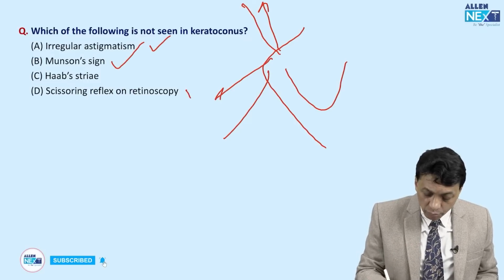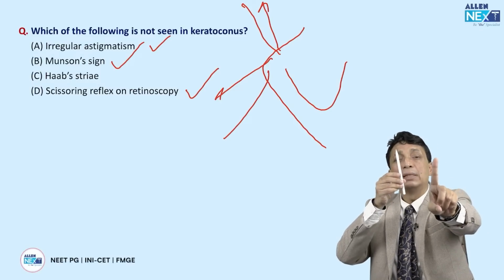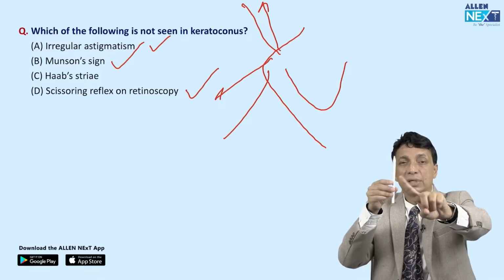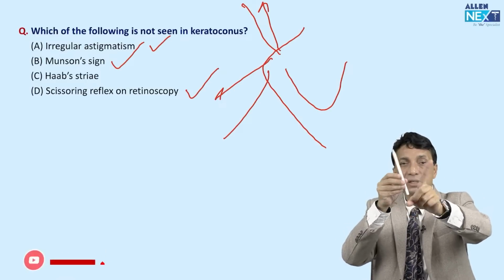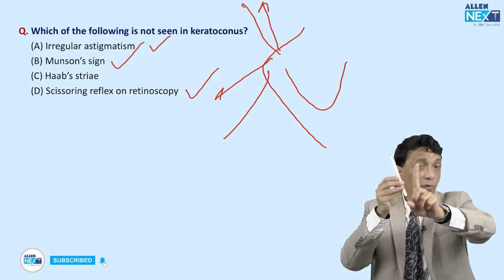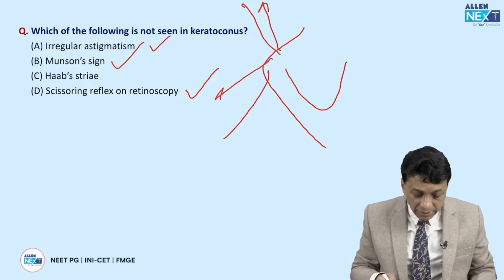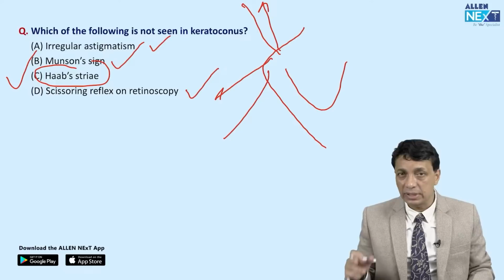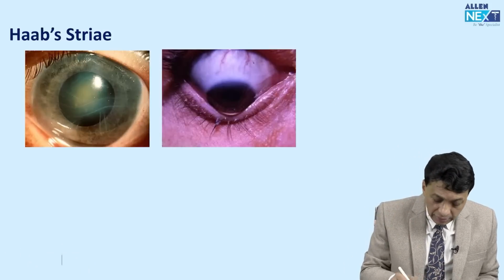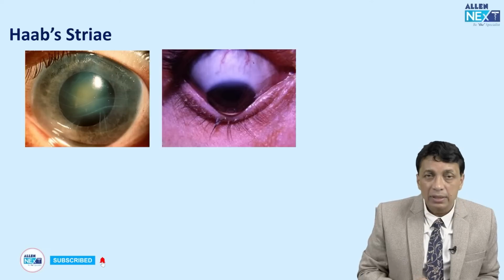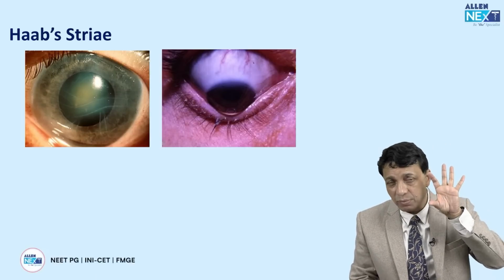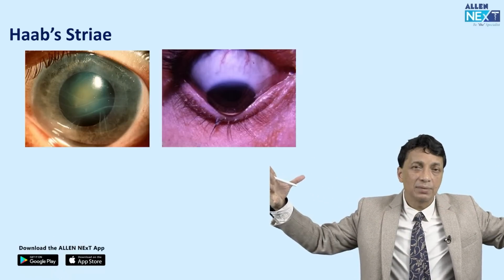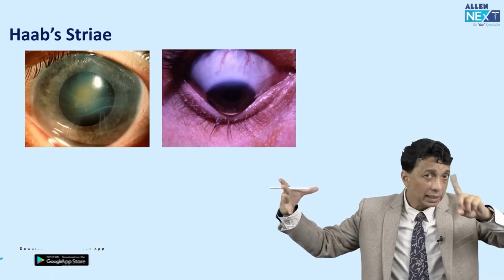And scissoring reflex in retinoscopy is also seen. When you do retinoscopy, instead of the retinoscopic reflex going against or with the rule like this, it goes like this. Look at that. This is the scissoring reflex that you see in retinoscopy, which is so typical, one of the very early signs of keratoconus. The answer here is Haab's striae, ladies and gentlemen. Haab's striae is seen in congenital glaucoma. And you see, look at these parallel railway tracks typically appearing. This is a rupture of Descemet's membrane because of raised intraocular pressure, stretching the Descemet's membrane and appearing as parallel tracks. This is Haab's striae. This is not seen in keratoconus.